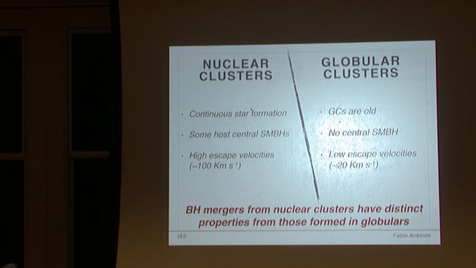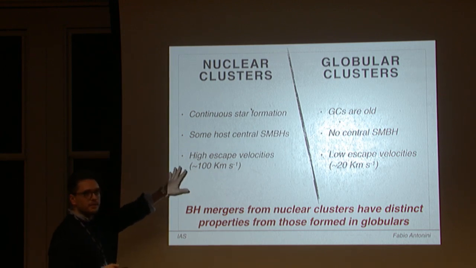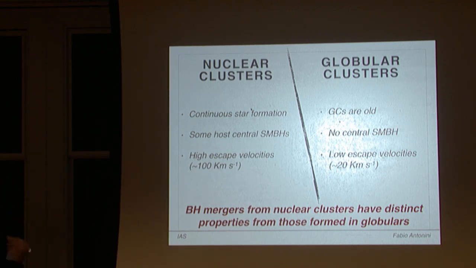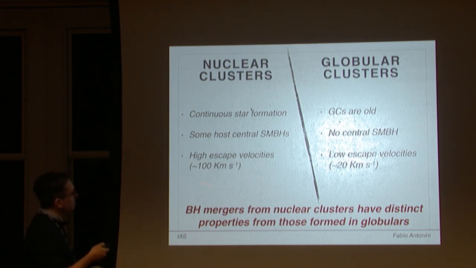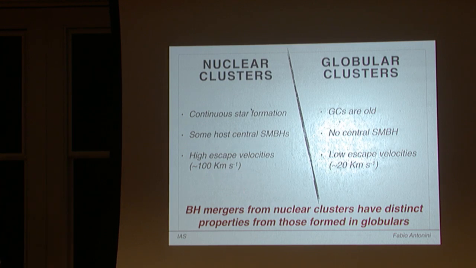The third reason why nuclear clusters are fundamentally different from globular clusters is that they have much higher central concentrations, they are more massive, they have higher escape velocities. And this also, as I will show next, really has an important effect on the properties of the merging compact objects.